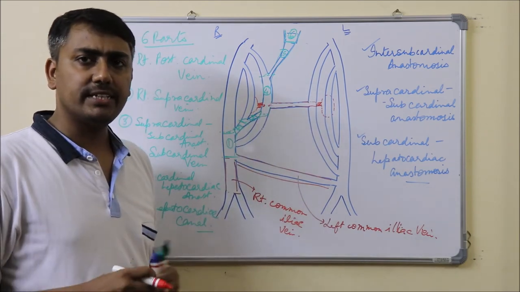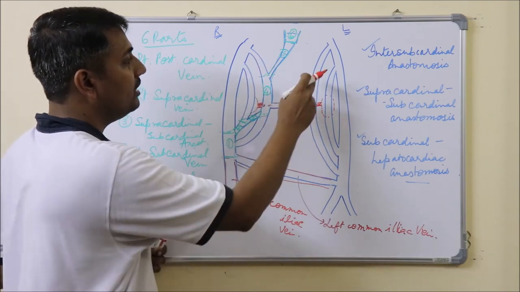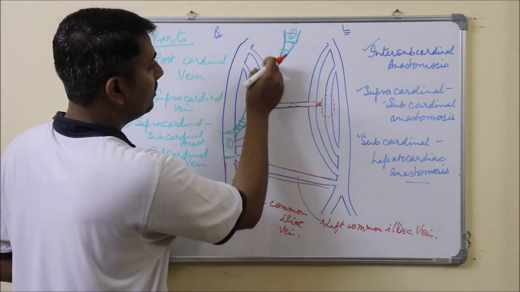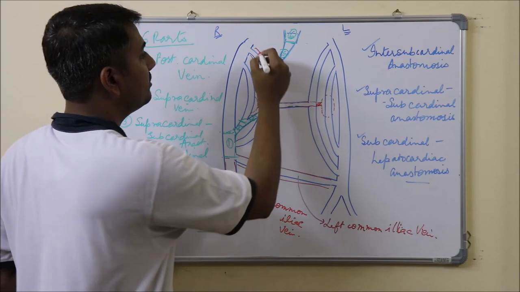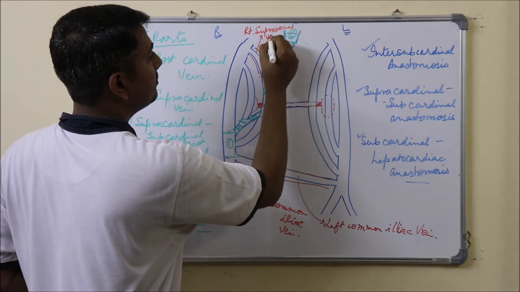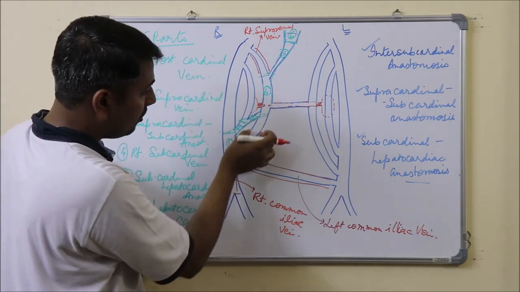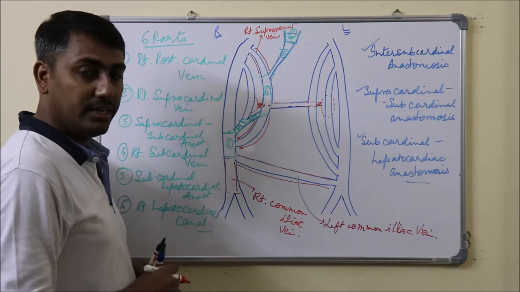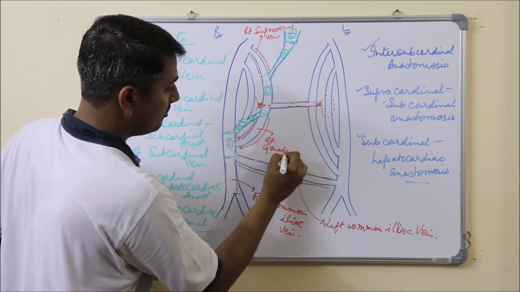Now, how are the suprarenal and the gonadal veins formed? The suprarenal and the gonadal veins are formed by the remaining part of the subcardinal veins. So here, this cranial part of the right subcardinal vein will form the right suprarenal vein, which will drain directly into the IVC. And this caudal part of the right subcardinal vein, here to here, will form the right gonadal vein.